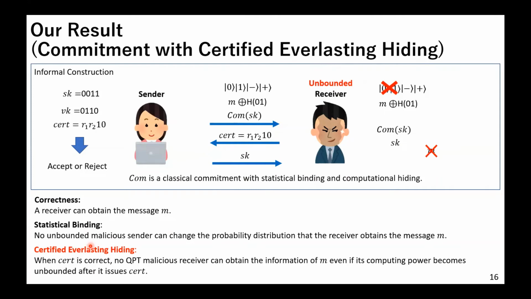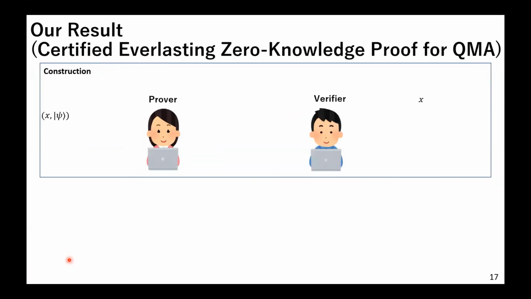Once we have constructed quantum commitments with these properties, we can construct zero-knowledge proof for QMA by combining the construction of zero-knowledge proof for QMA by Broadbent and Grilo. The outline of our construction is as follows.